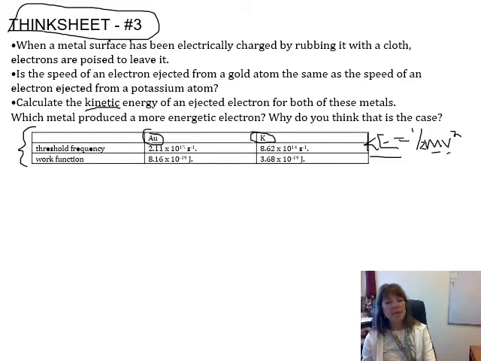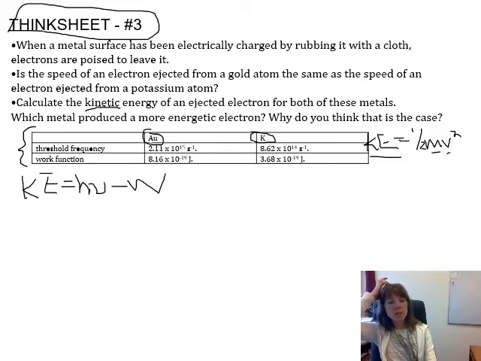So you have everything you need for this one, right? You have kinetic energy is equal to hν minus W. So that's how you would determine the kinetic energy of the ejected electron.